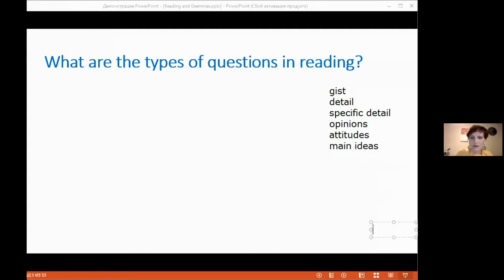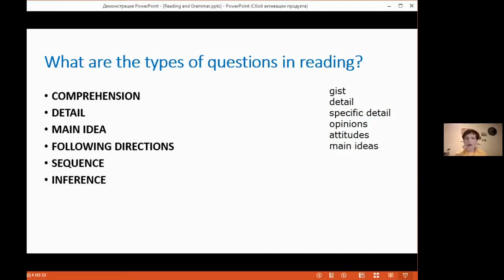And oh dear, here's what we have here. These are the main types of questions which are shown by different people who explain reading strategies. So a comprehension question is a question which is aimed at understanding the meaning of the passage. Then we have detail, and the main idea. Well, there is no specific detail, but I think the detail covers that. And the following directions questions, a specific type, the sequence and inference questions, and I think opinions and attitudes are covered with that also. Well, I'm putting this away.